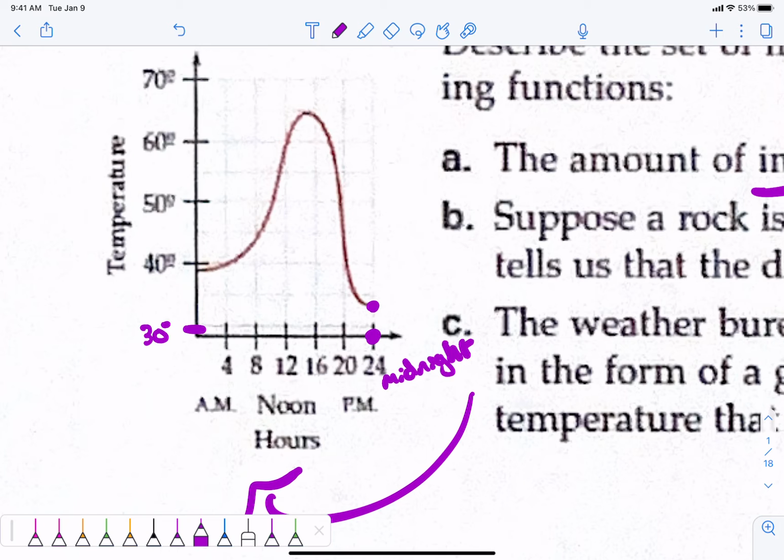The highest temperature occurs probably right here at maybe hour number what? 15? Let's say hour 15. What is hour 15? 3 o'clock. Hour 12 would be noon. Hour 15 would be 3 o'clock. I said 3 o'clock. Okay, whatever. 3 p.m. I don't know. 3 p.m. is when it is the highest temperature, etc.